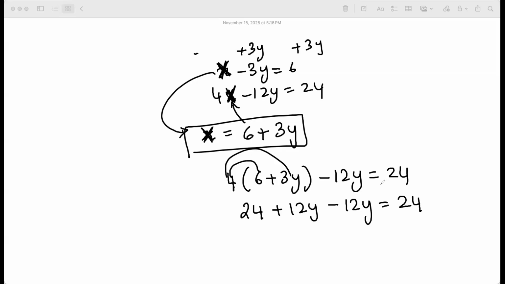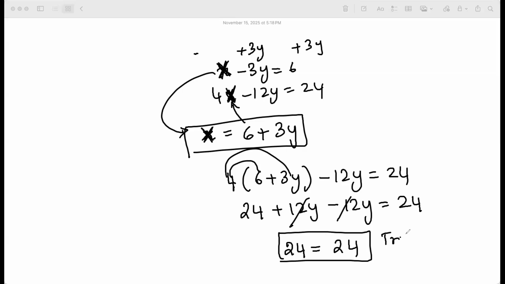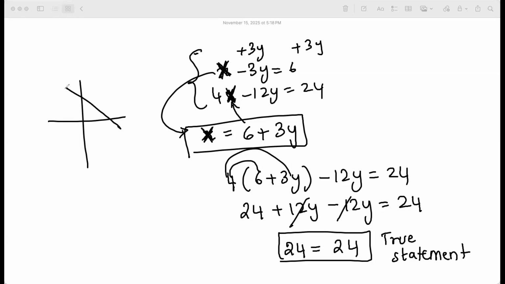What happens now? You cross out those two. So it would be 24 equal to 24. What does it mean? I arrive at a true statement, right? I don't get the value, but I arrive at a true statement. That means what? Both the lines are crossing each other, one and the same. One and the same means this is the same line as this. In that case, what would happen? There are infinitely many solutions. That's what it is. Make sense?